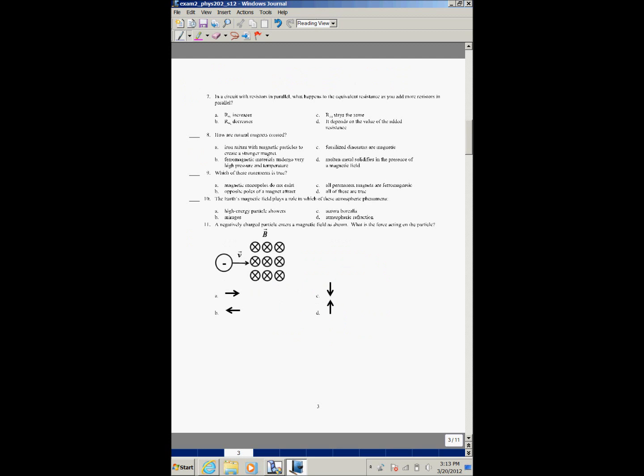In a circuit with resistors in parallel, what happens to the equivalent resistance? As you add more resistors in parallel, the resistance decreases, so number 7 is B.